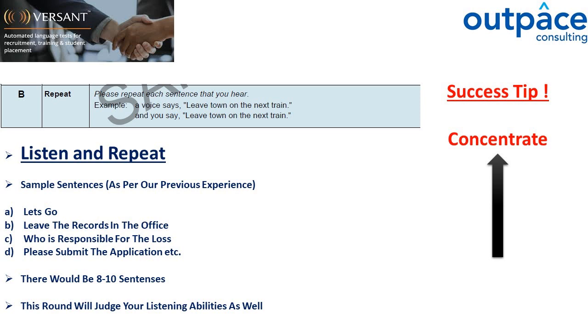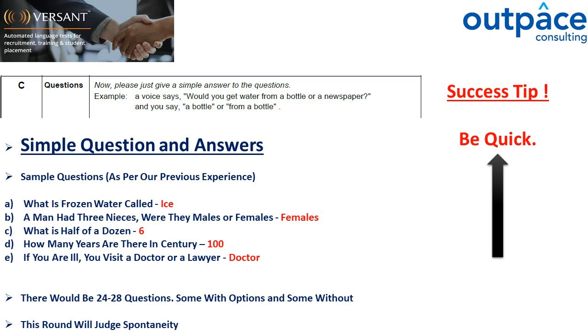Now coming to section C, the third section, which is a simple question and answer section. There are around 26 to 28 questions that you will be asked, and there will be one word answers. We have given some sample questions like what is frozen water called, a man had 3 nieces, were they males or females, what is half of a dozen, how many years are there in a century, if you are ill, do you visit a doctor or a lawyer. Sometimes you will be given a choice, sometimes you will not be given a choice. So you have to be quick while you answer this section.